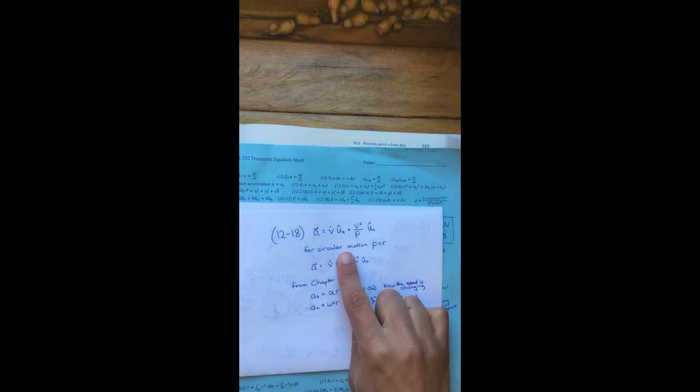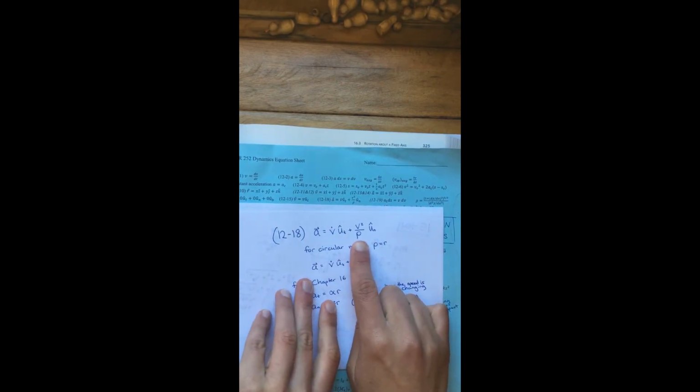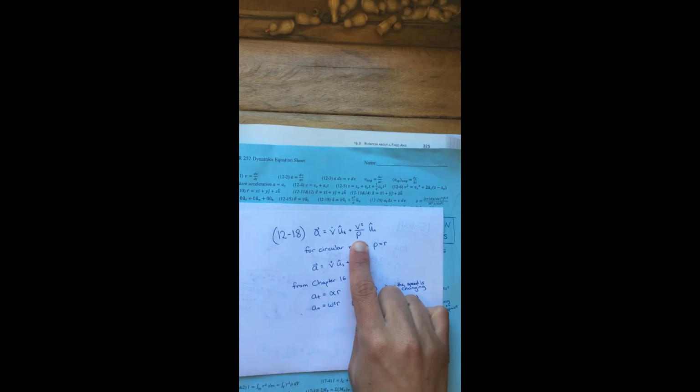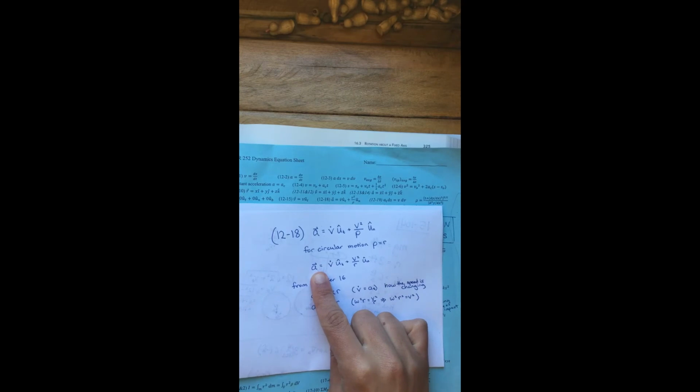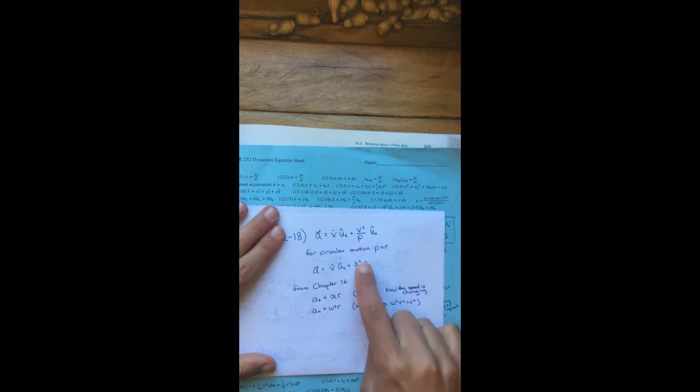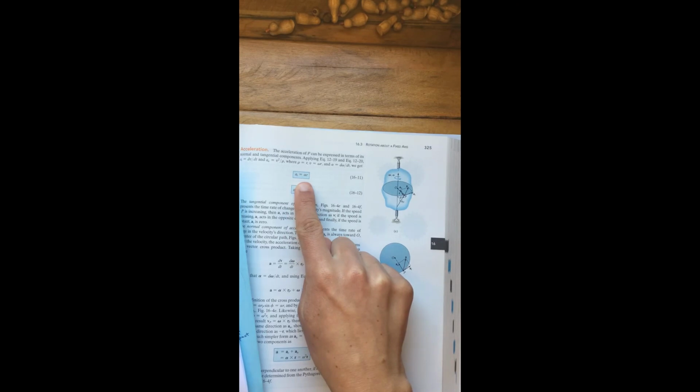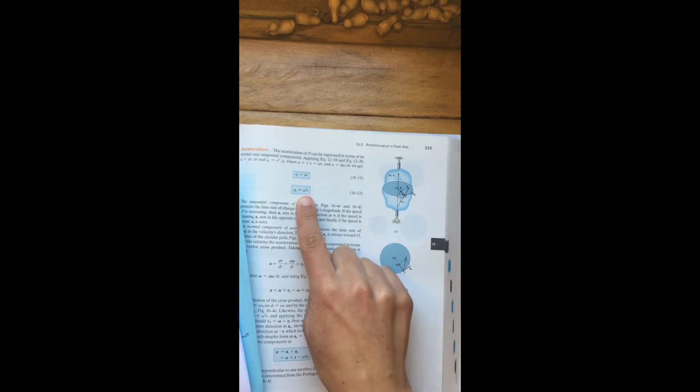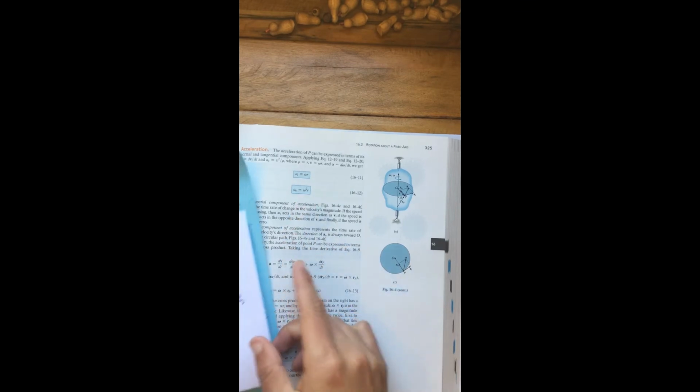So this is equation 12.18, which we have here. And for circular motion, the radius of curvature that we have here is equal to the radius. So we have our equation for acceleration here, replacing rho with r, which is the radius. From chapter 16, so that's on page 325, the tangential component of the acceleration is the angular acceleration times the radius, and the normal component is the angular velocity squared times the radius.